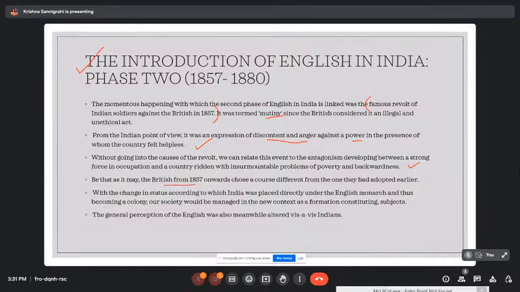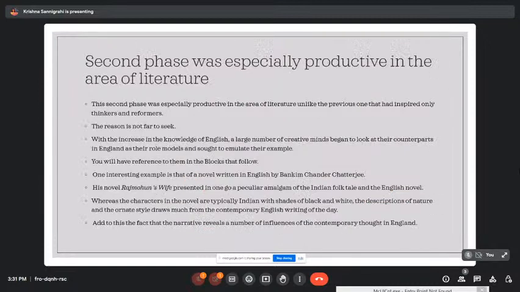The British from 1857 onwards chose a course different from the one they had adopted earlier. Now, with the change in status, our society would be managed in the new context as a formation constituting subjects, and the general perception of English was also meanwhile altered with relation to India. With the second phase, there were more productive results in the area of literature.